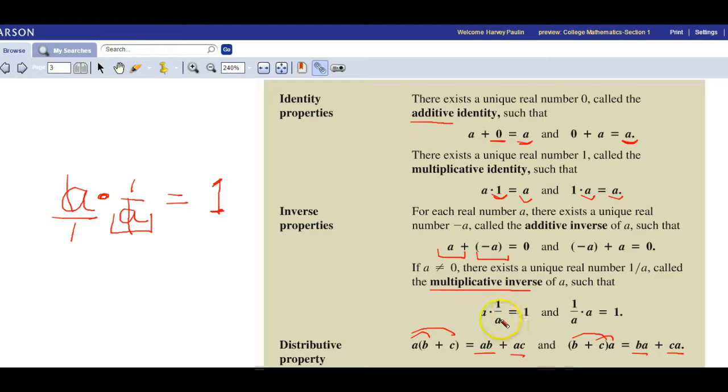Now, one that they're not showing at this point is, what's the opposite of doing this? The opposite of the distributive property is to take the A out of each of these terms. We call that factoring. And we'll be doing that later too. The reverse of the distributive property is to factor. And you factor out the common A.